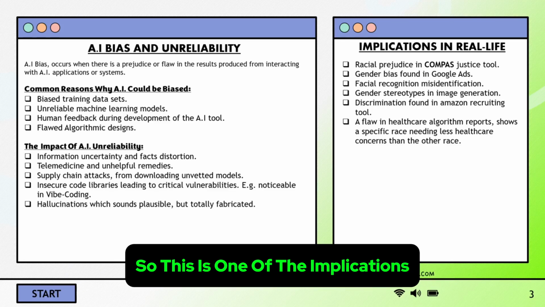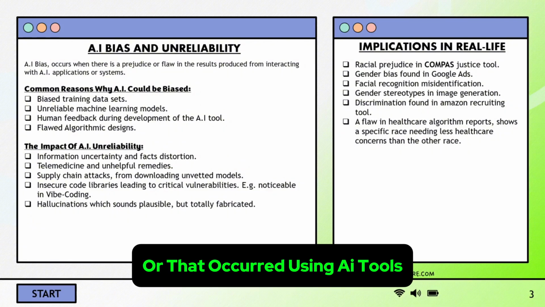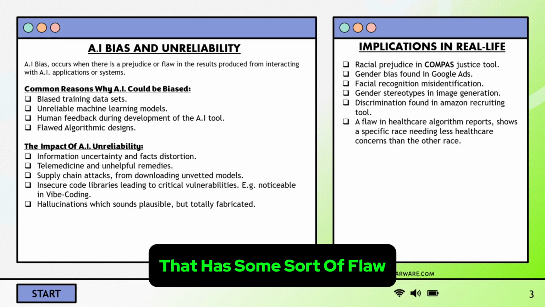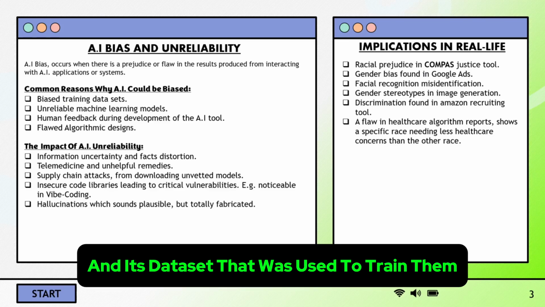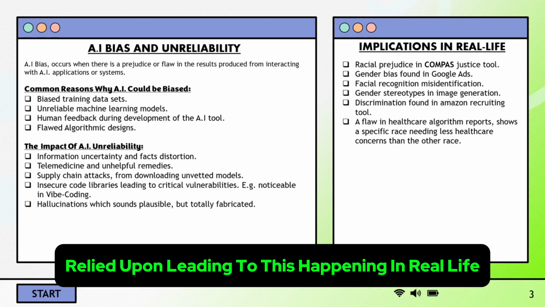So this is one of the implications in real life that has happened or occurred using AI tools that have some sort of flaw, with the data set used to train them not being reliable or to be relied upon, leading to this happening in real life.